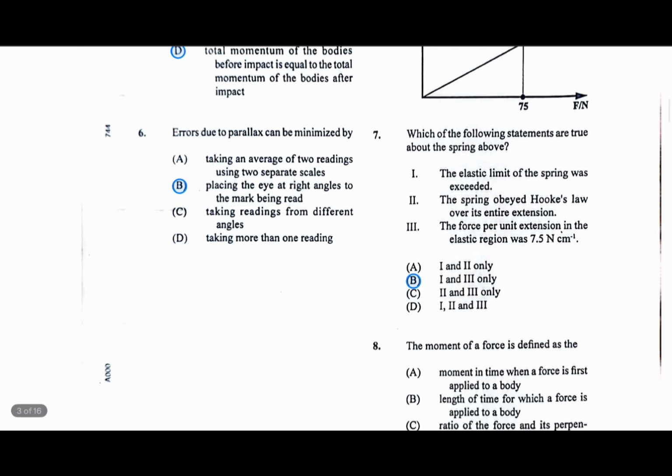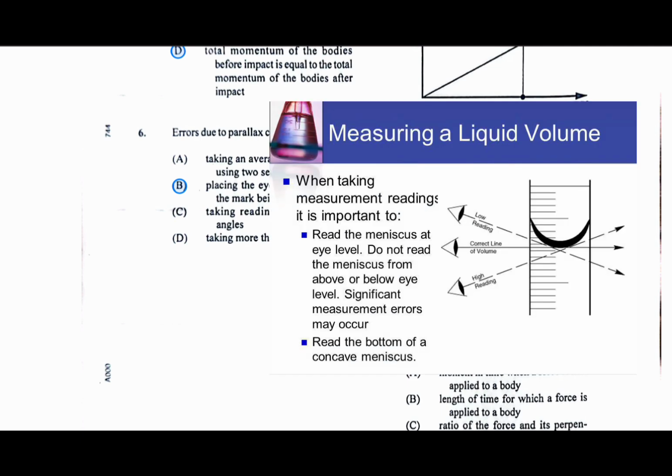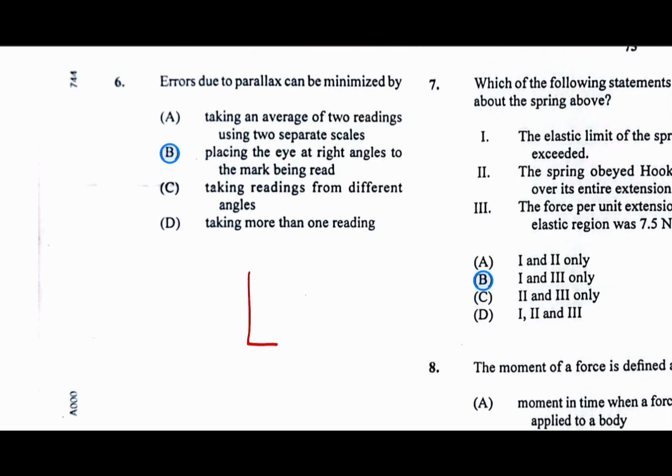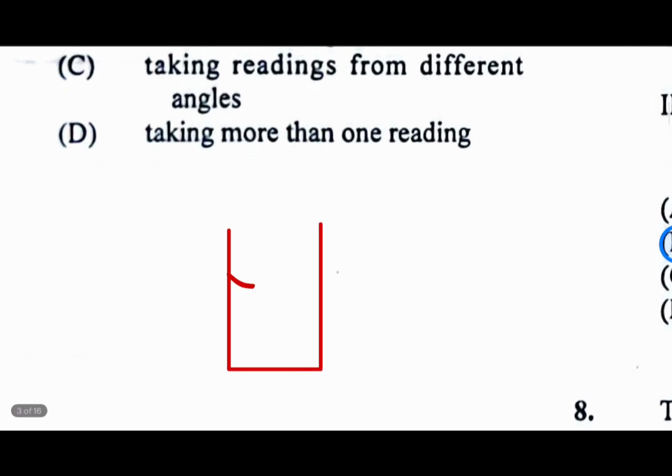Question 6. Errors due to parallax can be minimized by B, placing the eye at right angles to the mark being read. Let me show you what I mean. Let's just say you were trying to take this reading over here. Obviously this reading will have to be taken at the base of the meniscus.